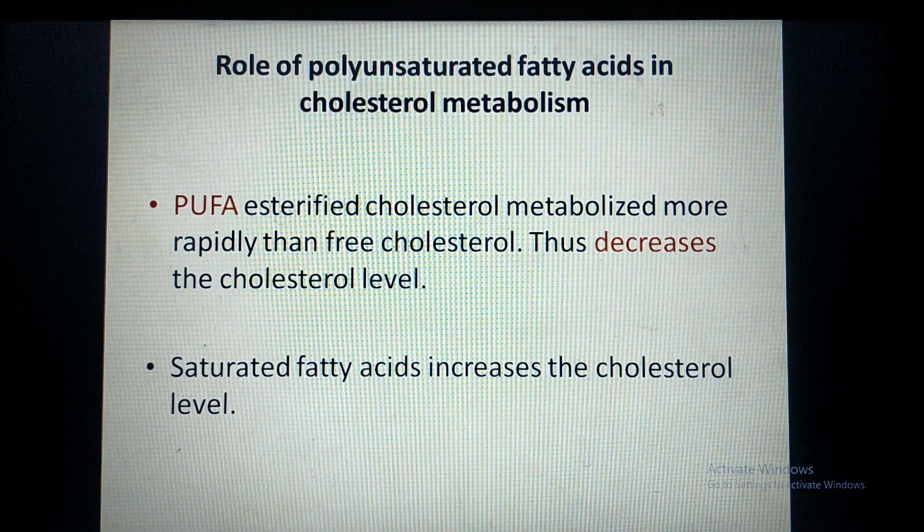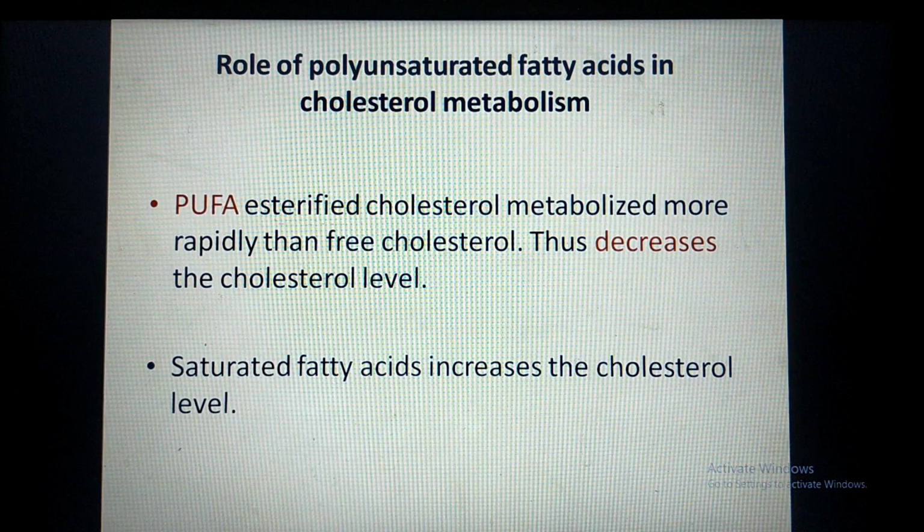Role of polyunsaturated fatty acid in cholesterol metabolism. Polyunsaturated fatty acids bind at the hydroxyl group at the third position of the cholesterol to form cholesterol esters, and after that binding, that cholesterol is transported by the HDL to the liver for its excretion. So polyunsaturated fatty acid decreases the cholesterol level, whereas cholesterol bound with saturated fatty acid gets deposited in the peripheral tissue. Therefore, it is advised that saturated fatty acid increases the cholesterol level.